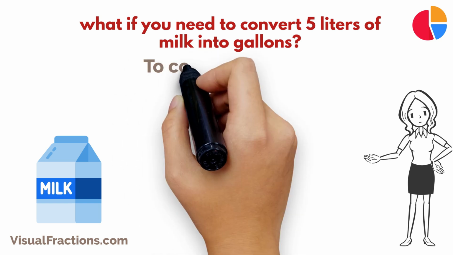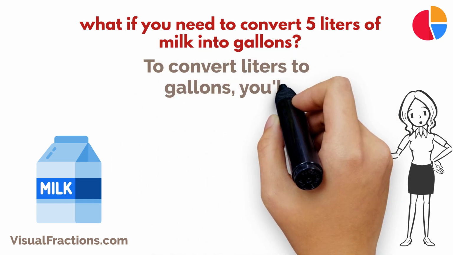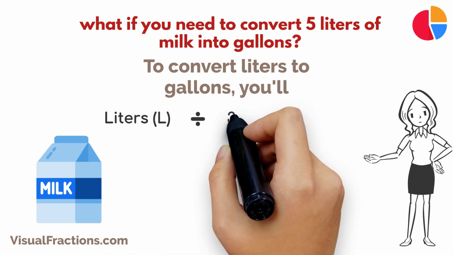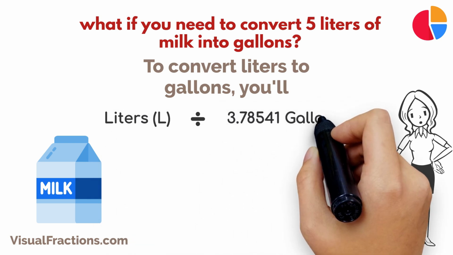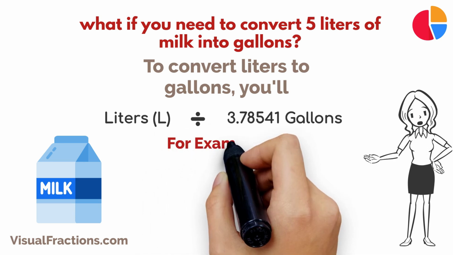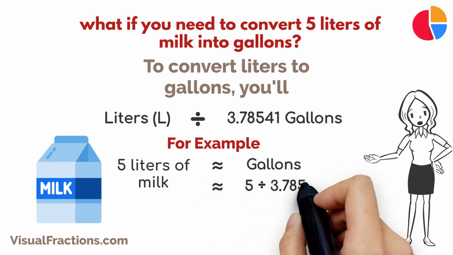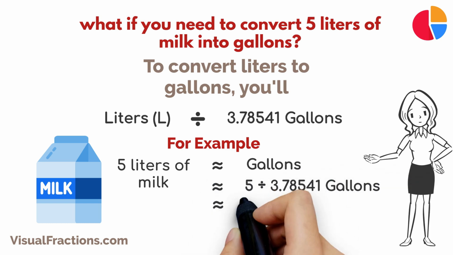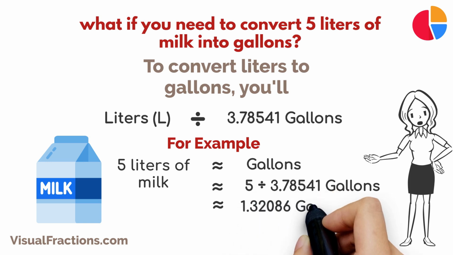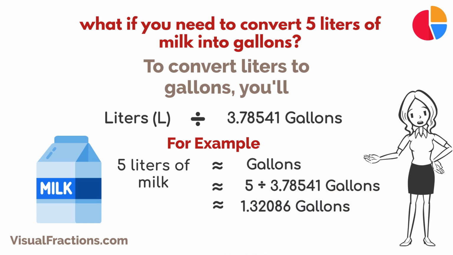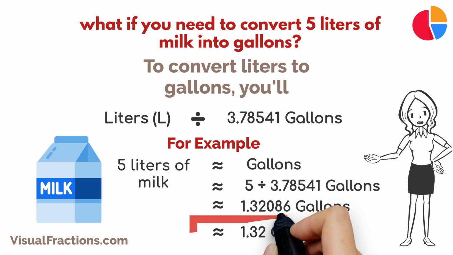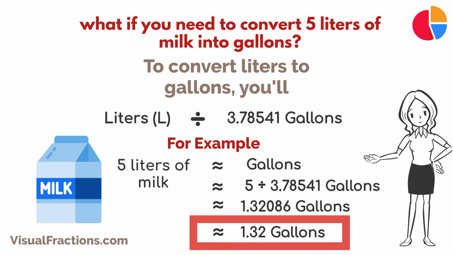But what if you need to convert 5 liters of milk into gallons? No problem. To convert liters to gallons, you'll divide the number of liters by the conversion factor of 3.78541. For instance, if you have 5 liters of milk, dividing by 3.78541 gives approximately 1.32086 gallons. Remember to round to the nearest hundred, so your final answer is approximately 1.32 gallons.